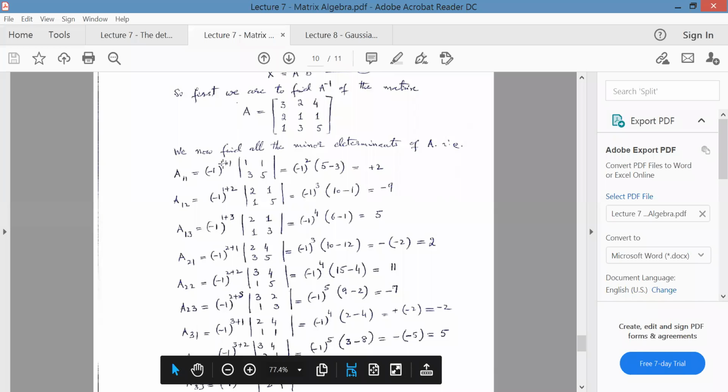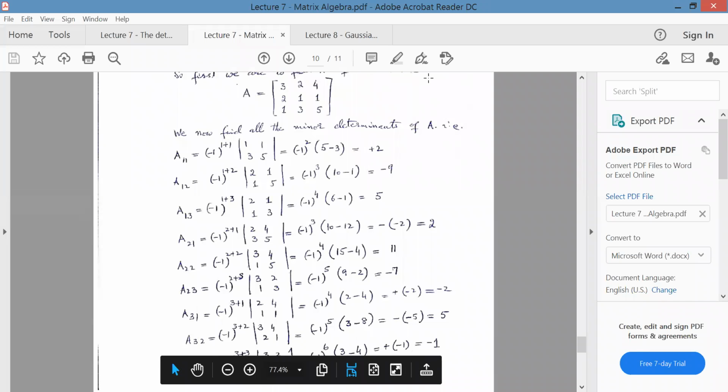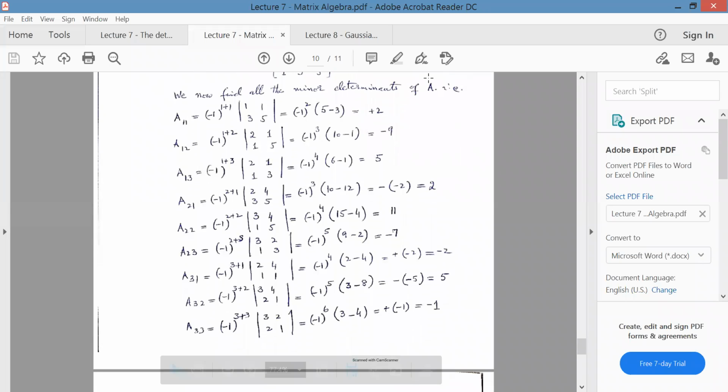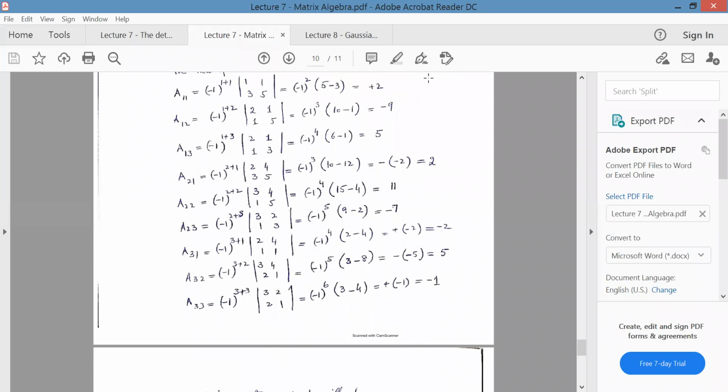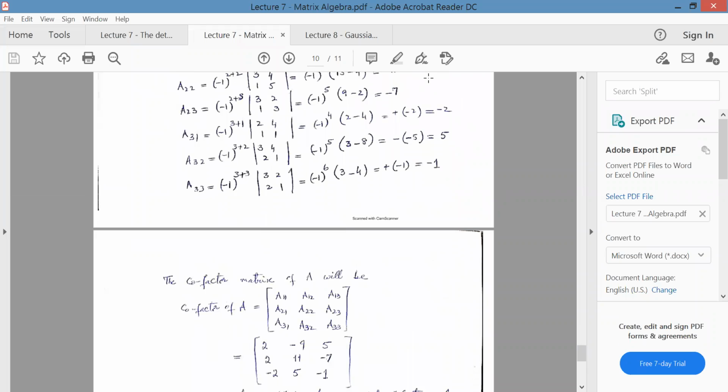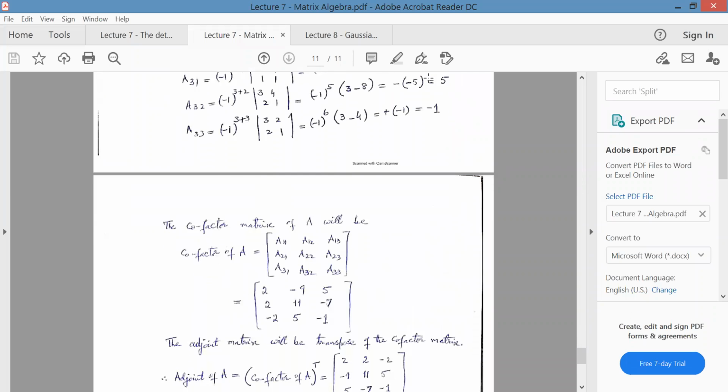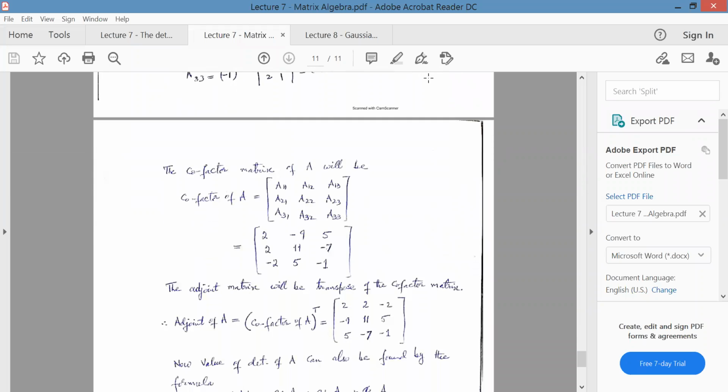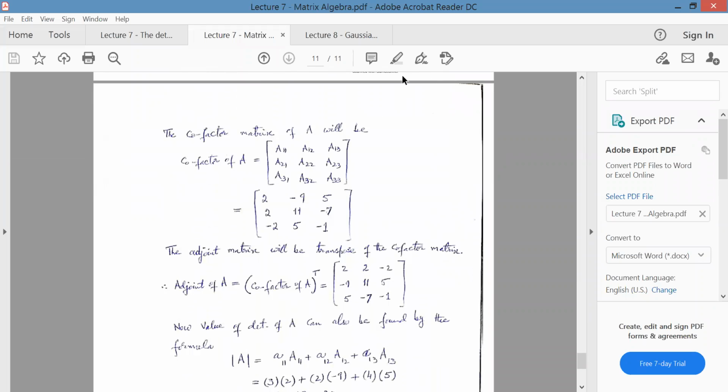So after finding all these values, I'm sure you can, in this similar style, find the remaining values. And after that, you have to make a cofactor matrix of A. What is the cofactor matrix of A? This is A11, A12, A13. I mean, 1, 1 means first row, first column, first row, second column, first row, third column.